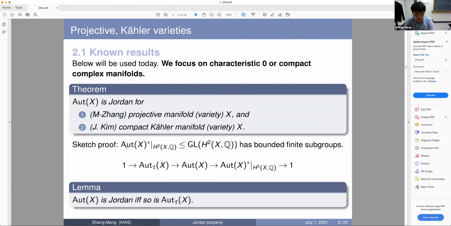I'll sketch it. First we can consider the pullback action on the singular cohomology with Q coefficients, H^2(X, Q), and clearly its representation is contained in the general linear group of this finite dimensional vector space. By Minkowski's theorem, we know this group has bounded finite subgroups. So we consider the exact sequence: the automorphism group, and its action on the singular cohomology, and denote by Aut_τ(X) the kernel. Since this one has bounded finite subgroups, as in the second page of this slide, to show the Jordan property of Aut(X), it suffices for us to show the Jordan property of this kernel, Aut_τ(X).